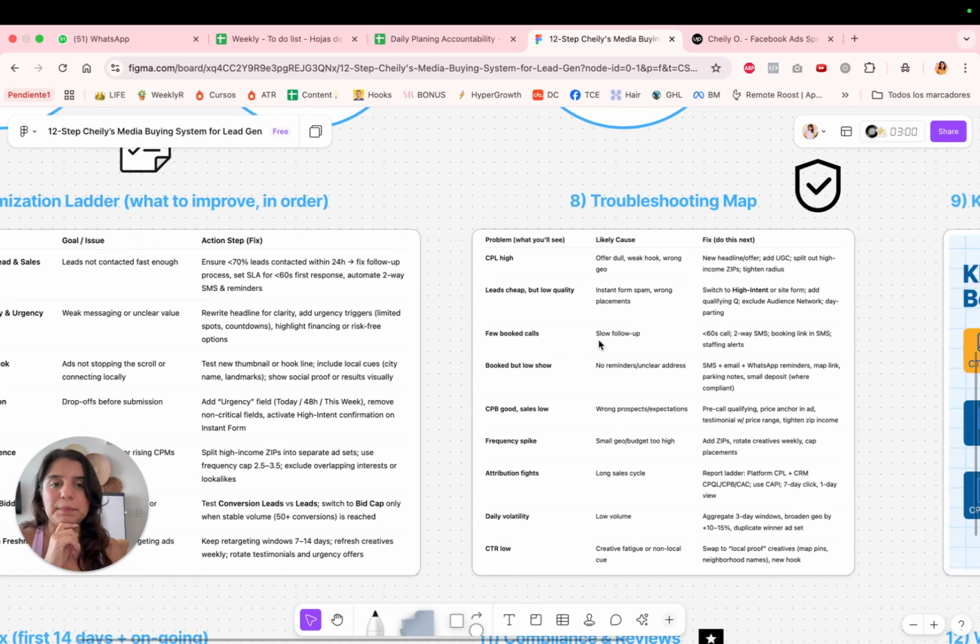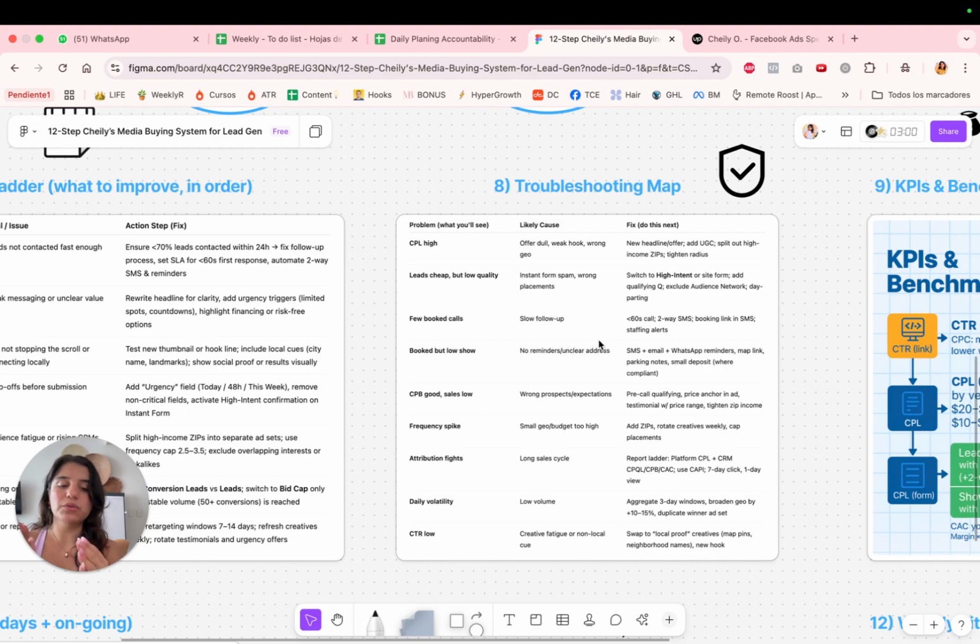The 8th step is the troubleshooting map, because once we launch our campaign, we have two options: either everything works great right away and we don't have to improve that much, or we start to notice certain things based on the behavior of our ads, and then we can decide on the proper action step based on what's happening. So for example, if the cost per lead is too high, this is probably the cause, and this is how we fix it.